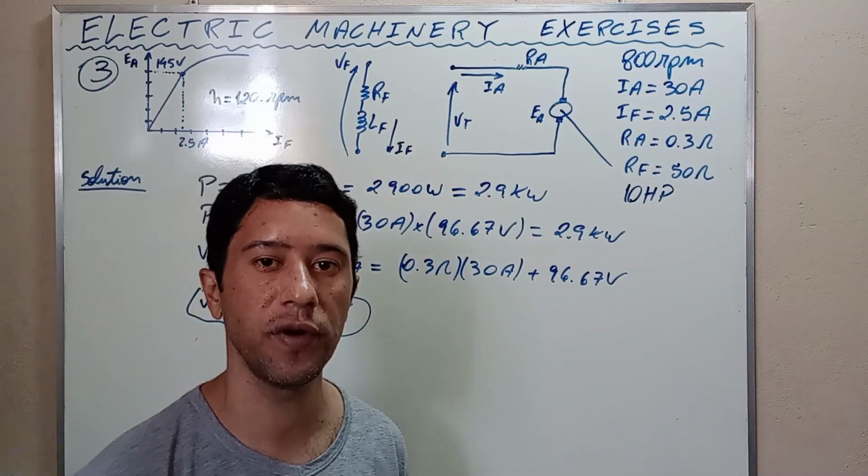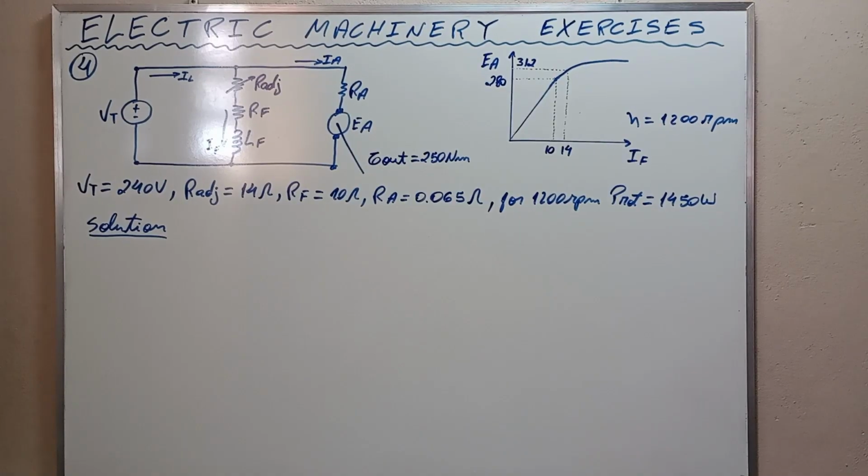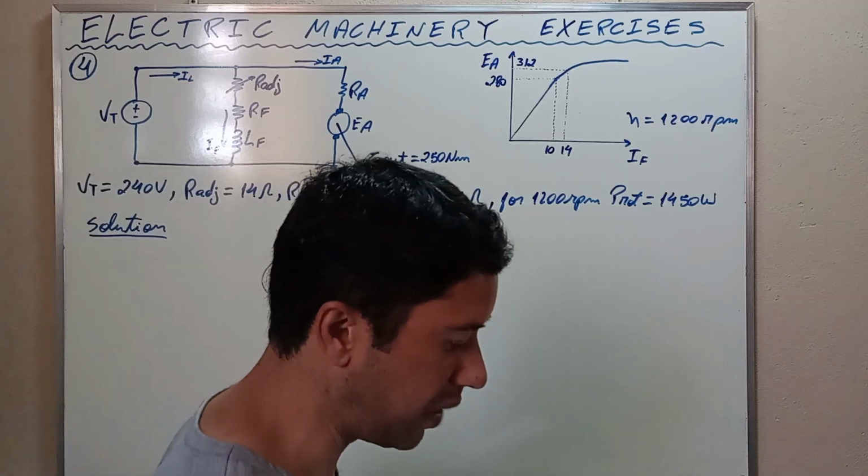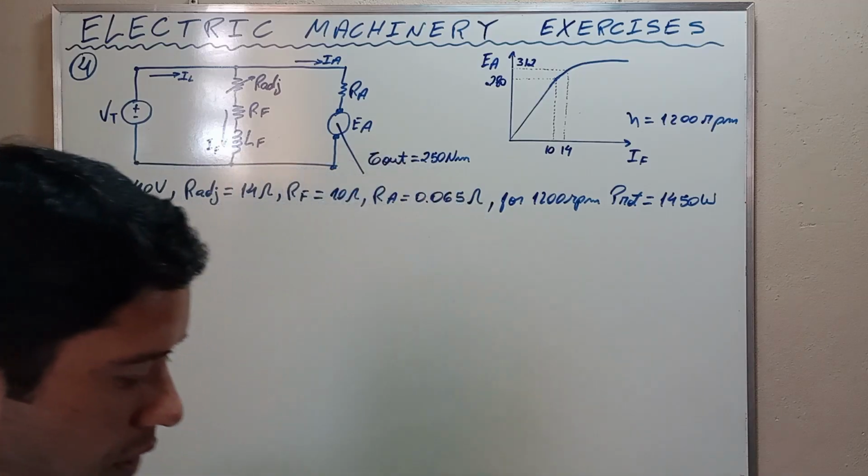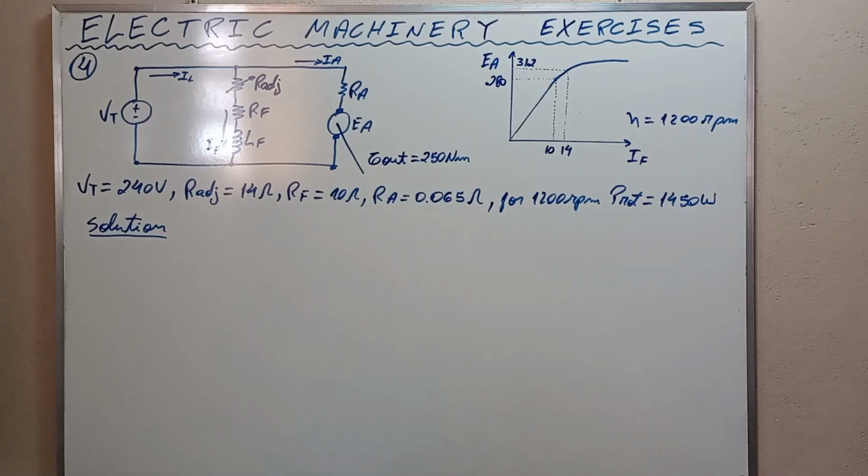Let's go to exercise number 4 now. Exercise number 4, my friends. A 50 horsepower shunt-connected DC motor has the magnetization curve as shown in the figure. The DC supply voltage is 240 volts. The armature resistance RA is 0.065 ohms. The field resistance RF is 10 ohms, and the adjustable resistance is R adjust equal to 14 ohms.